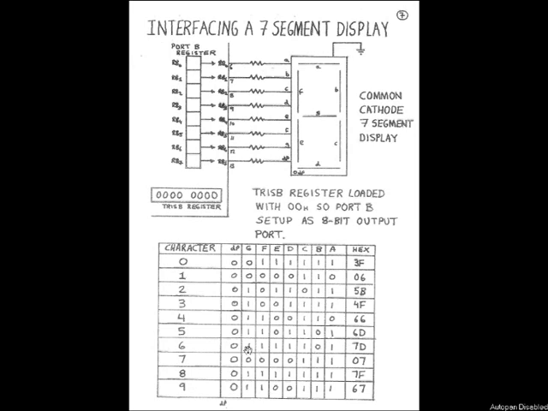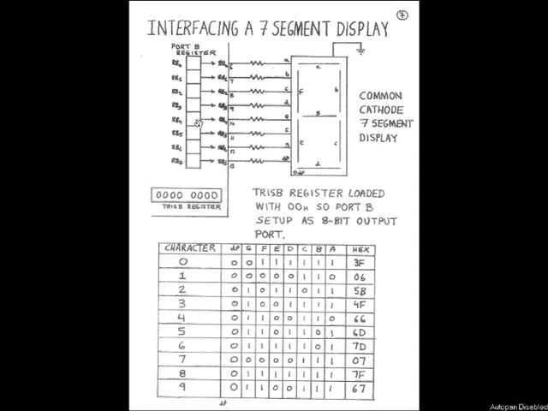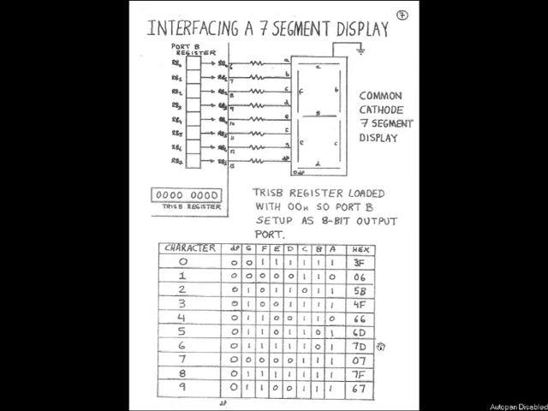So the code 0, 1, 1, 1, 1, 1, 0, 1 will display the number 6. So the number 6 will be displayed on this 7-segment display if I send 0, 1, 1, 1, 1, 1, 0, 1 from port B to the 7-segment display. Now, in hexadecimal, 0, 1, 1, 1, 1, 1, 0, 1 is 7D. So we'll be using these hexadecimal codes in our software to transfer different codes from the port B register to the 7-segment display to get different numbers coming up.